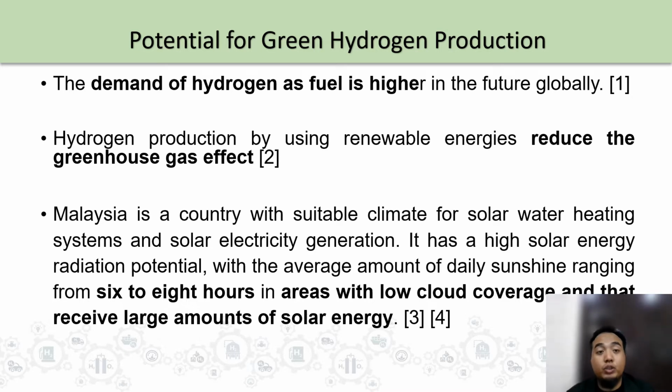Potential for green hydrogen production. The demand for hydrogen as fuel will be higher in the future globally. Hydrogen production by using renewable energies reduces the greenhouse gas effect. Malaysia is a country with a suitable climate for solar water heating systems and solar electricity generation. It has a high solar energy radiation potential, with the average amount of daily sunshine ranging from 6 to 8 hours in areas with low cloud coverage that receive a large amount of solar energy.